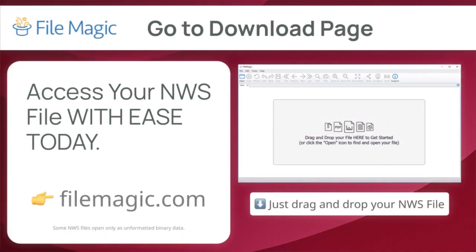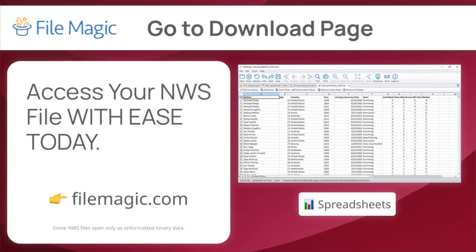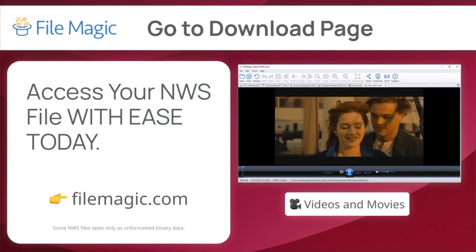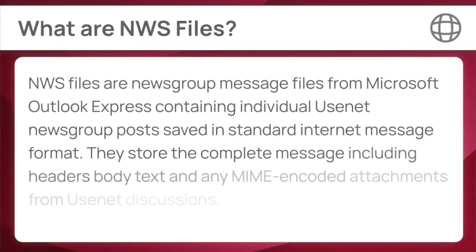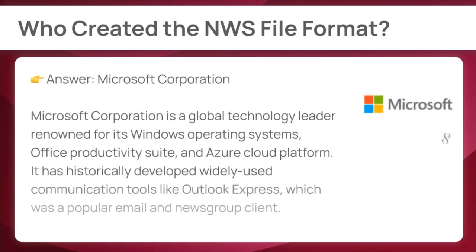Near the end, we'll discuss the essential features of a professional-grade NWS file inspection tool that supports hundreds of other formats as well. NWS files are Newsgroup message files from Microsoft Outlook Express containing individual Usenet Newsgroup posts saved in standard internet message format. They store the complete message, including headers, body text, and any MIME-encoded attachments from Usenet discussions.